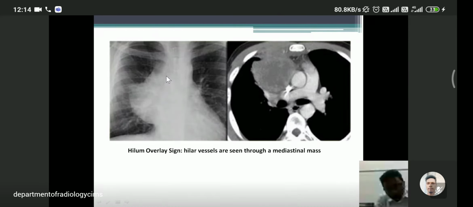There is a second example. We can see the mass lesion noted in the right middle lung zone, through which we can clearly see the hilar vessels. So that is also a mediastinal mass. For confirming, we have done the CT scan, where we can clearly see a heterogeneous mass lesion in the anterior compartment pushing the vessels posteriorly.